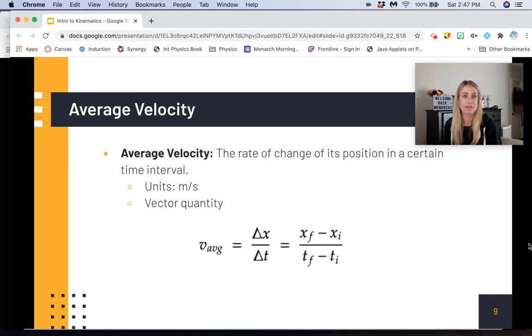Now, when we think about this definition, the rate of change of its position, remember, change in position is displacement. So when we are calculating average velocity, we use the displacement in the calculation. So we have average velocity is equal to change in position, or displacement, divided by change in time. Now, usually time initial is just zero, so it's just going to be the displacement divided by the time.